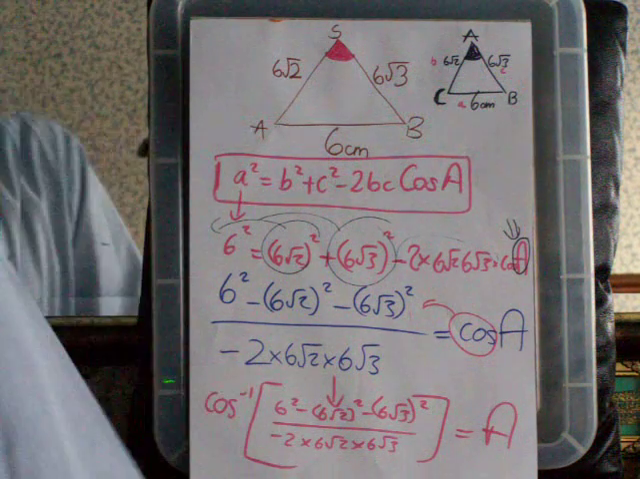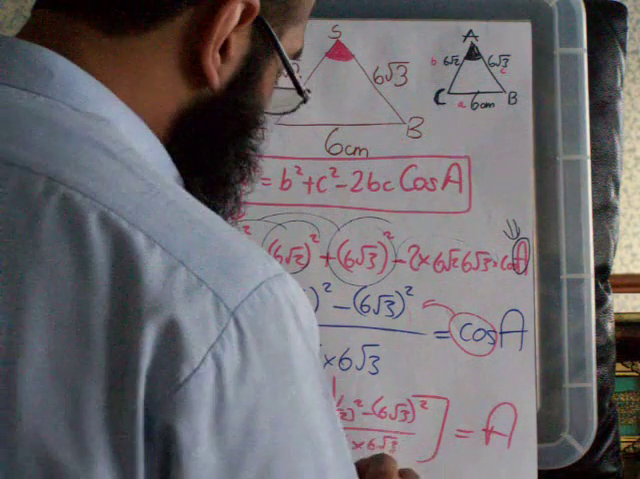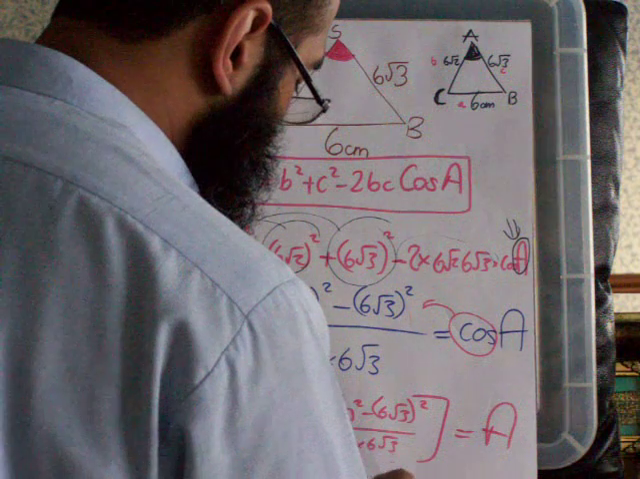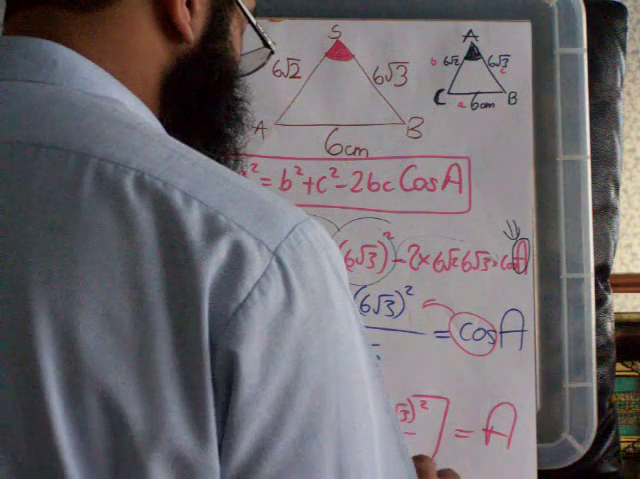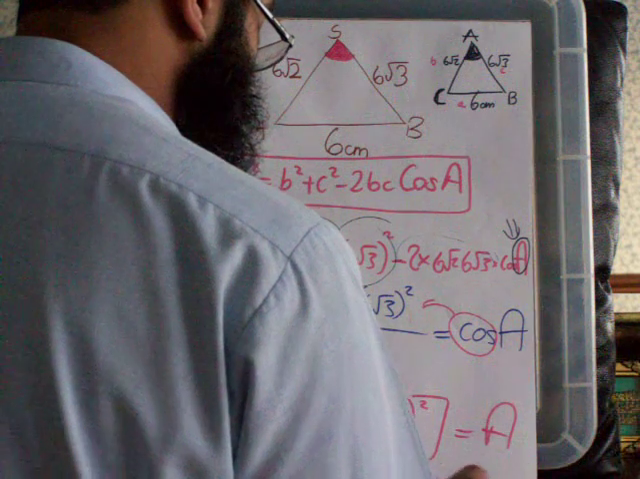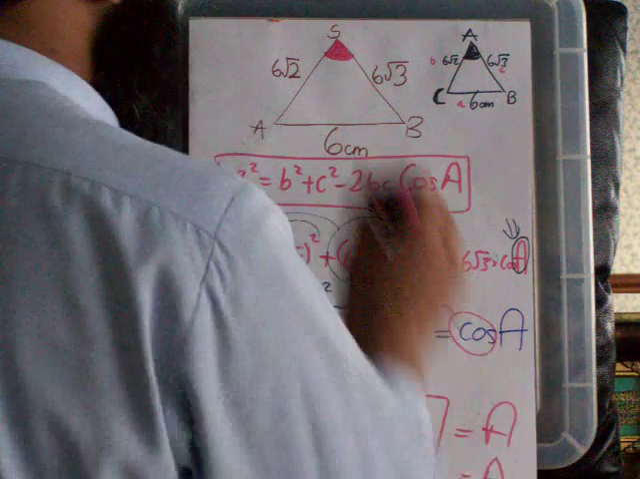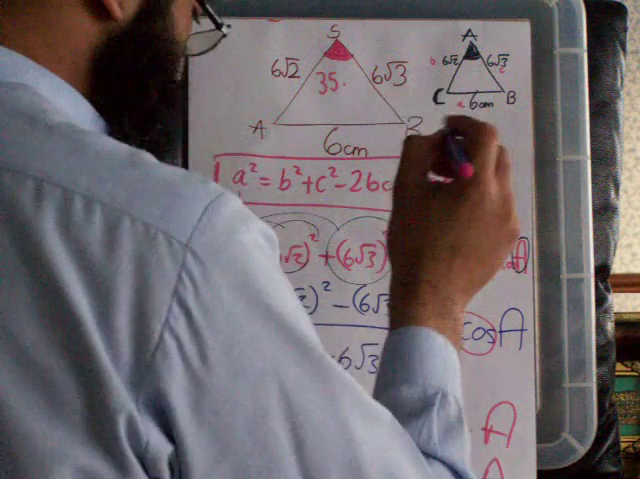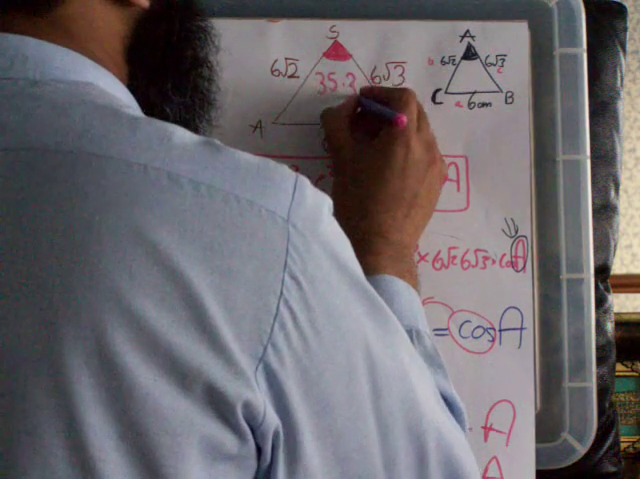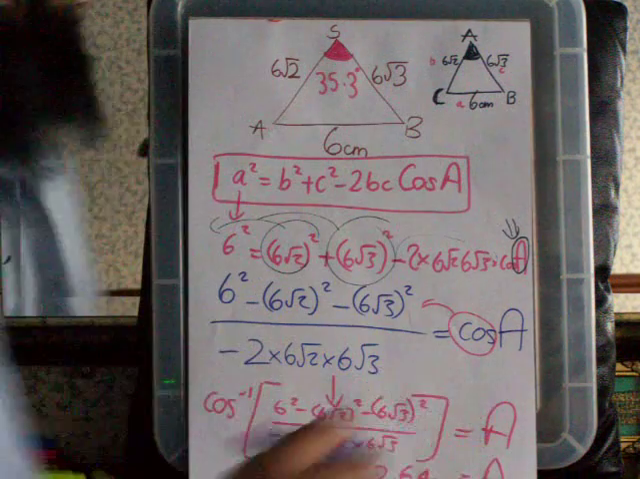So at the moment, that's what we got in the last answer. 35.264 is equal to A. So I'll write down here, 35.3 degrees to 1 decimal place.